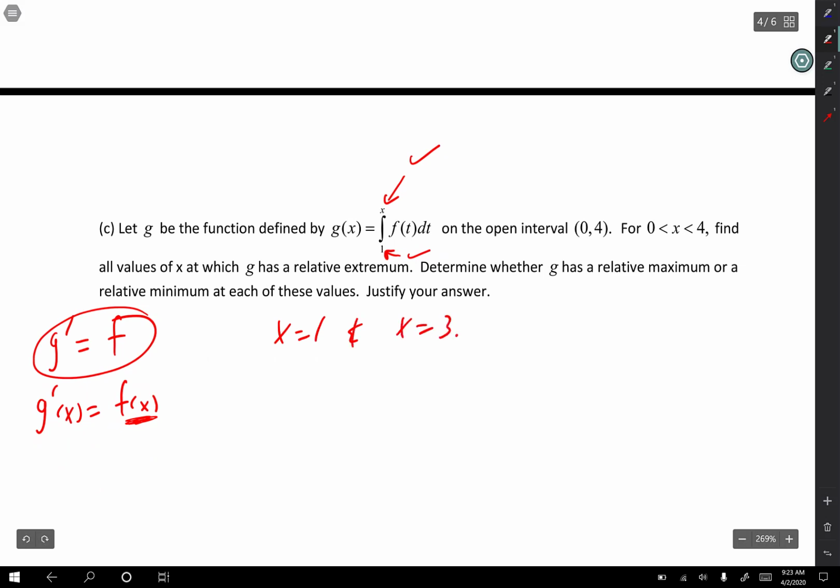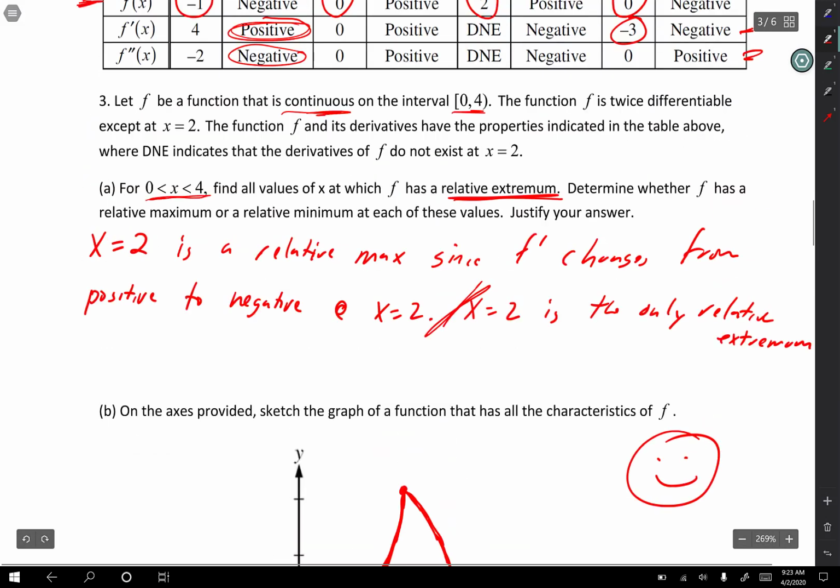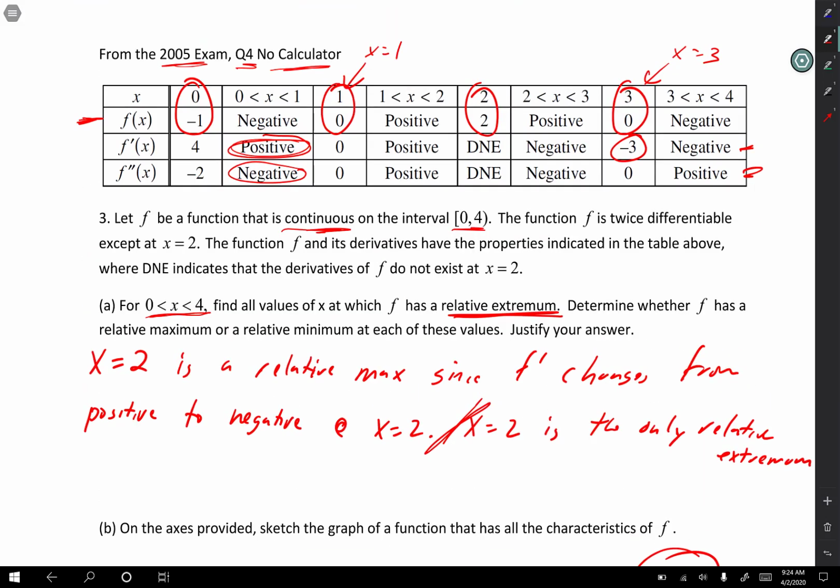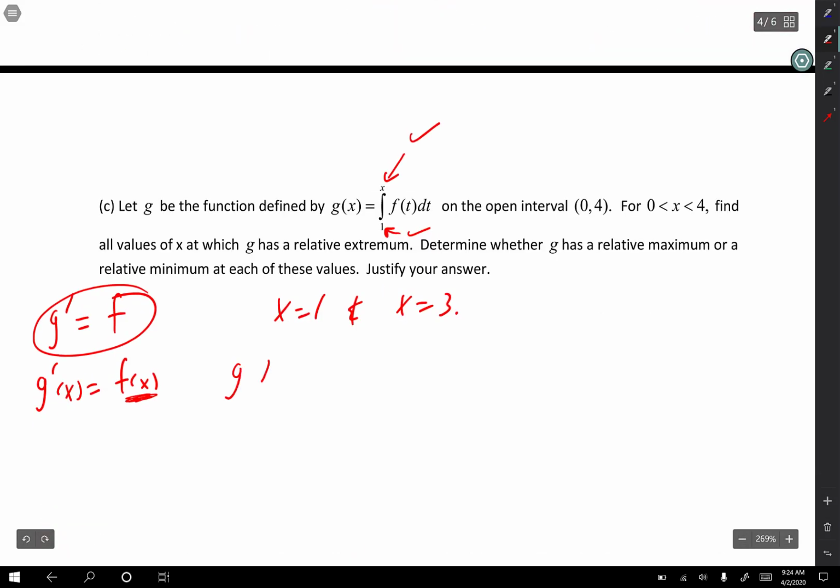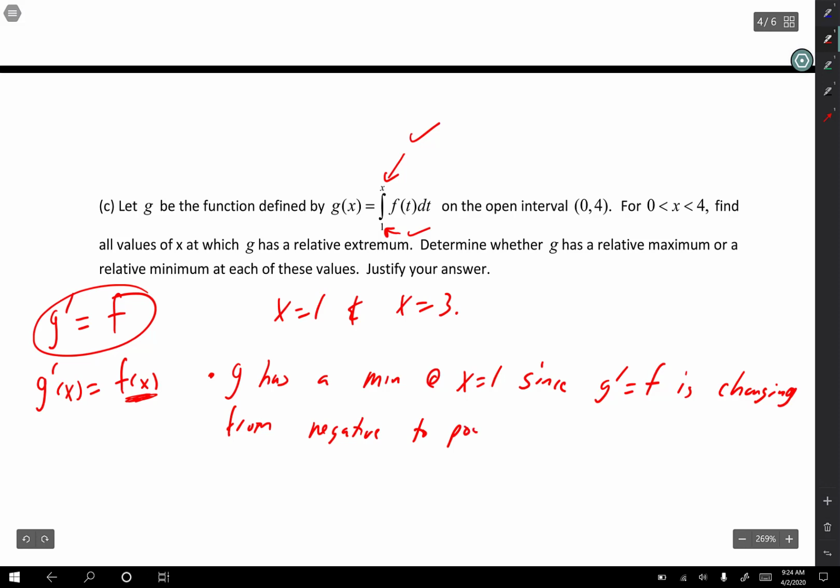And then I'm going to say what each one is. X equals 1 is negative to positive. So I'm going to write g has a min at x equals 1 since g prime, which equals f, is changing from negative to positive at x equals 1. Done. That's it. You got full credit.